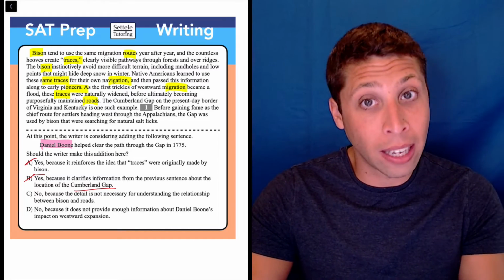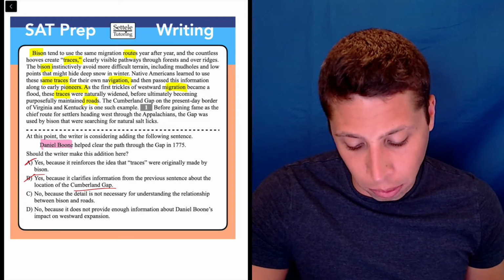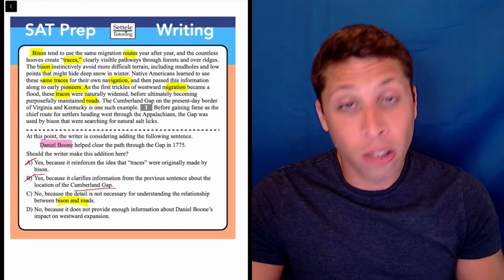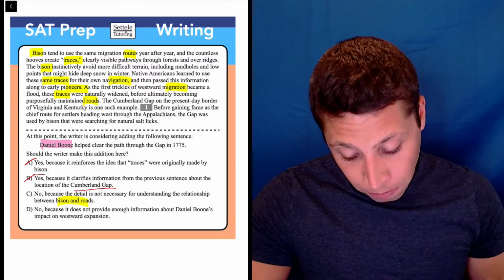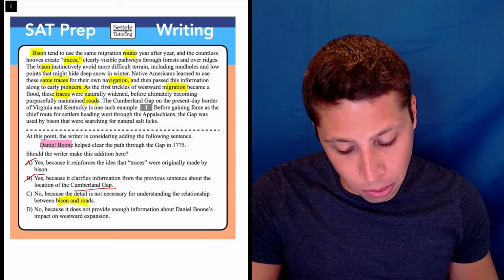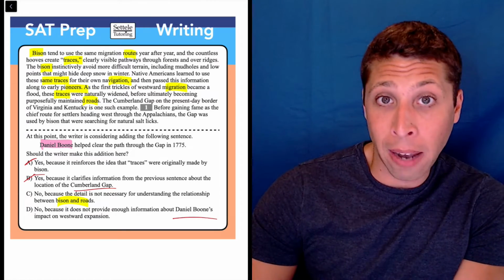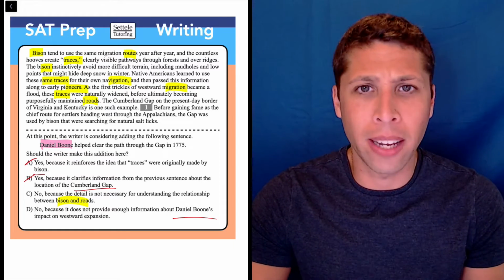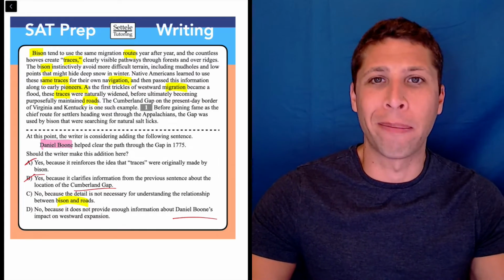So that leaves us with getting rid of it. Why would we get rid of it? Well, it is not necessary for understanding the relationship between the bison and roads. That seems to hit my dumb summary pretty well, so that seems like a good answer. Look at D though, it goes a little bit further. It does not provide enough information about Daniel Boone's impact on westward expansion. Well, that's true, it doesn't do that, but why would I need it to? That's not the point of the paragraph, so I don't care about Daniel Boone for the rest of this paragraph, so having more information about him would not help here.